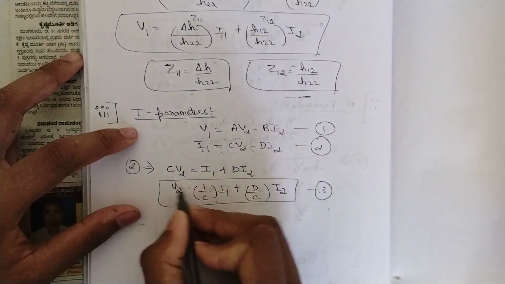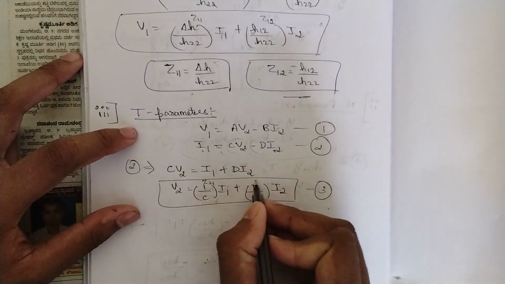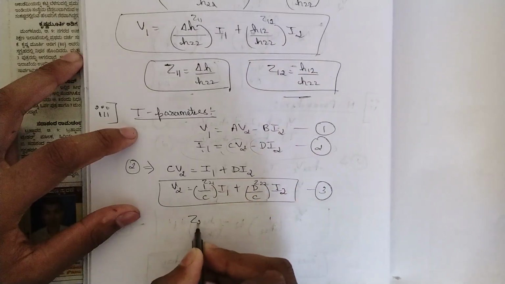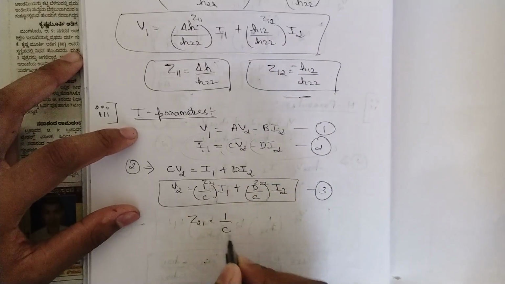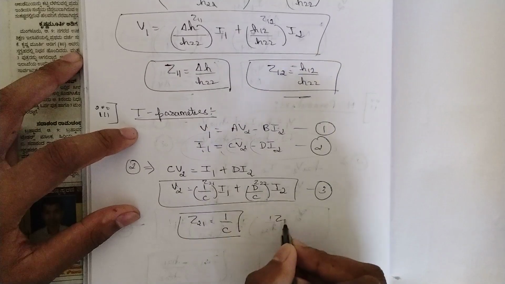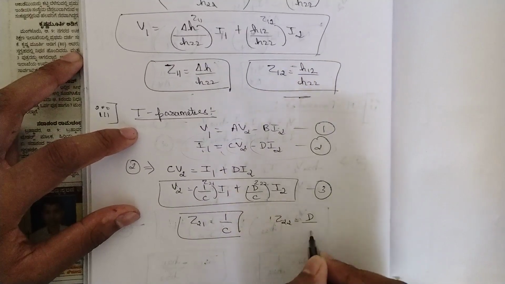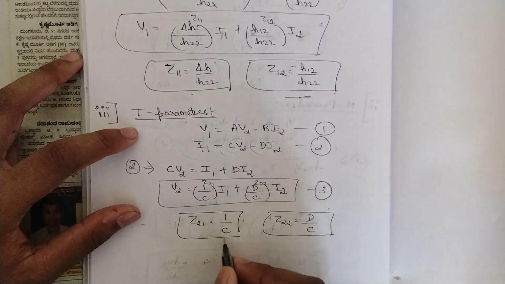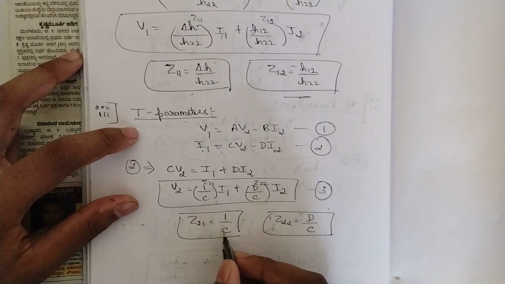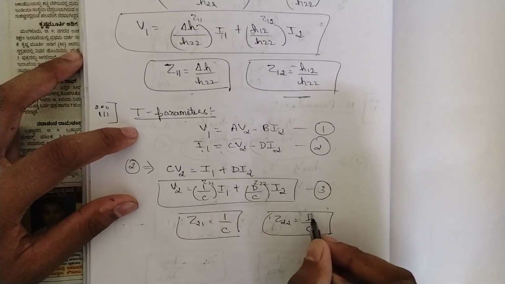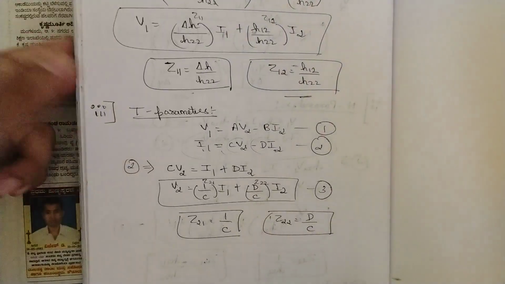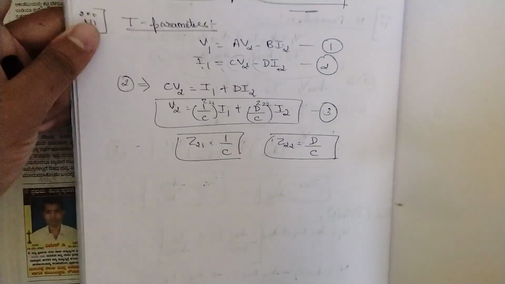Now if you compare this, V2 is equal to Z21 I1 and Z22 I2. So Z21 is equal to 1 by C, and Z22 is equal to D by C. 1 by C you can write as 1 by T21, and this you can write as T22 by T21. It is one and the same. Okay, first set of pair is done.